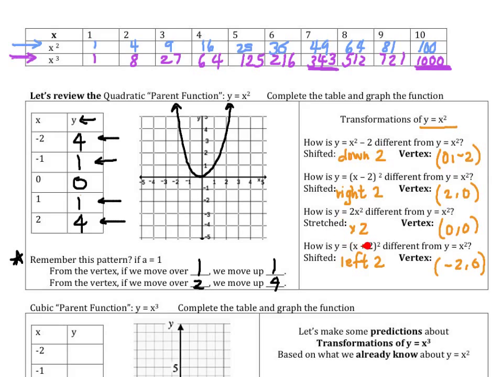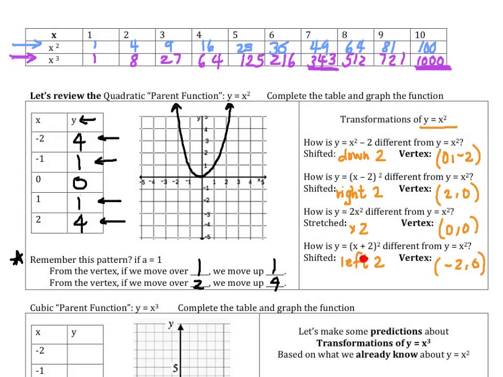So instead of having these patterns of moving up 1 and up 4, we could consider if we moved over 1 from the vertex, we would move up 1 times 2, which would be 2. And if we moved over 2, instead of moving up 4, we multiply that by 2, and we would instead move up 8. So that vertically stretches it times 2, just to get you more acquainted with that pattern.